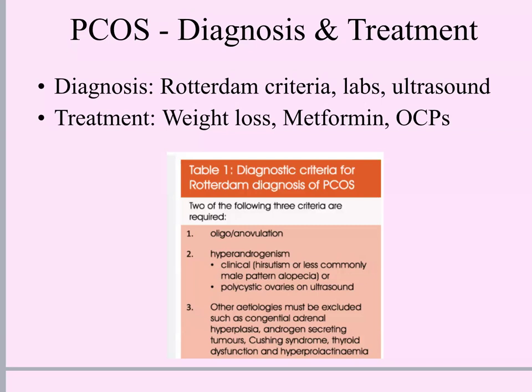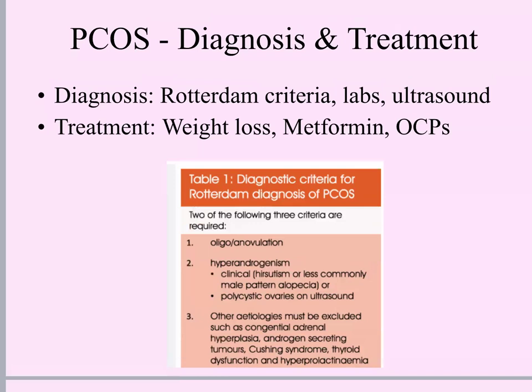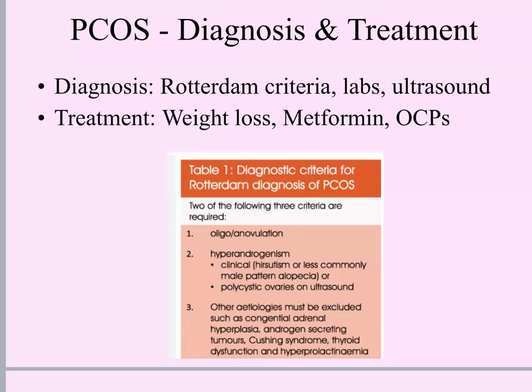Now, there are some other things that could mimic PCOS, like adrenal hyperplasia, if somebody had a tumor that was secreting an androgen, Cushing syndrome. So, if this diagnosis is suspected, they should be checking for those other things as well.